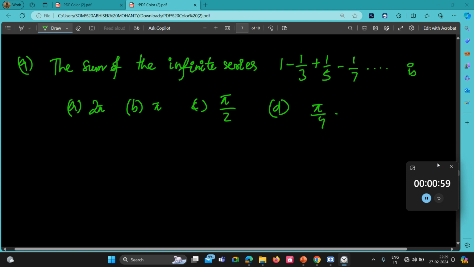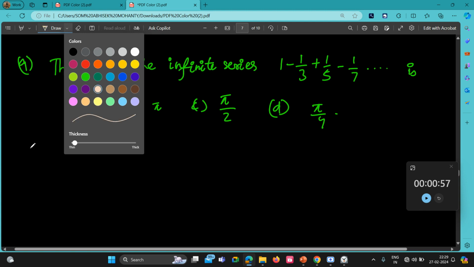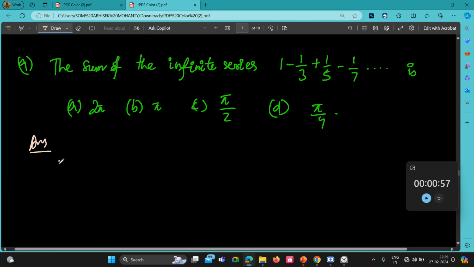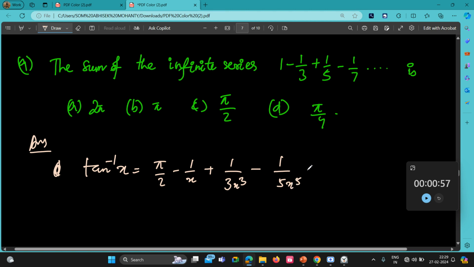So please think first, like whose series it is. Okay, let me solve this one. If you see tan inverse x, what is tan inverse x? It is pi by 2 minus 1 by x plus 1 by 3x cube minus 1 by 5x^5, plus 1 by 7x^7 plus dot dot dot. This is for tan inverse x for x greater than 1.